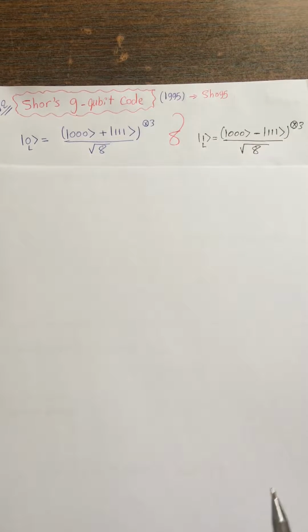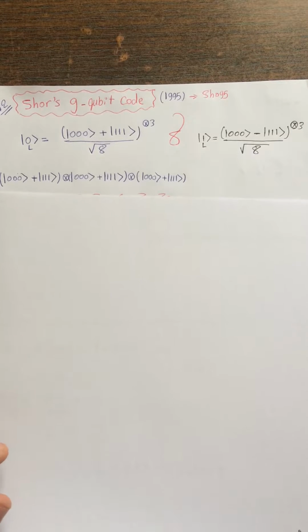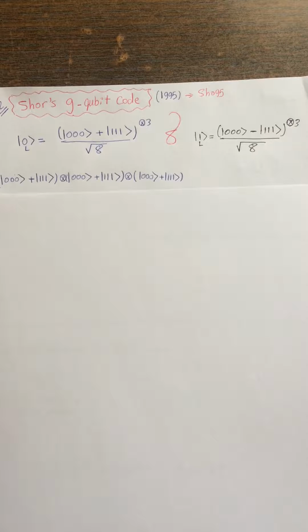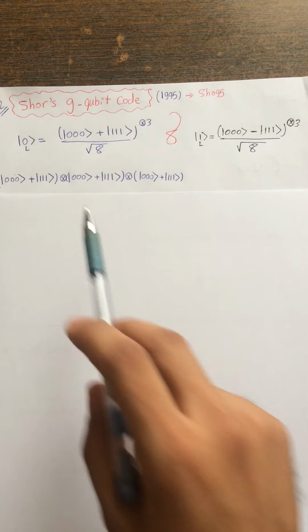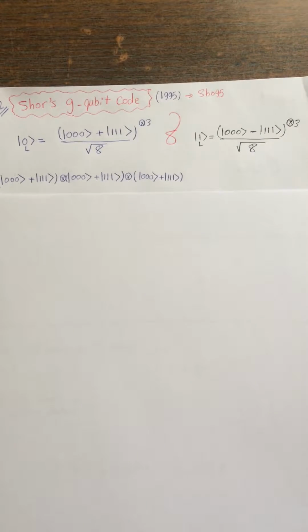This code works like the following. If I would like to expand each state, let's take the first, logical 0, and expand it like this. You have a kind of tensor product state, and when I would like to apply what I learned for the syndrome and the recovery operators, I will choose the following syndrome operators for this code.